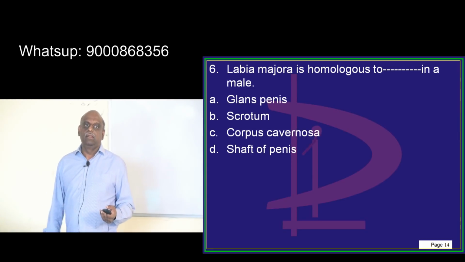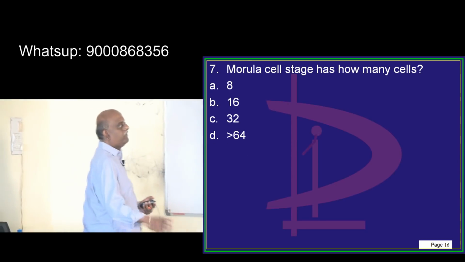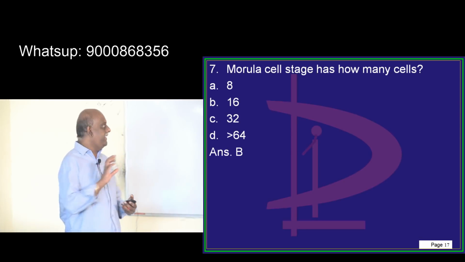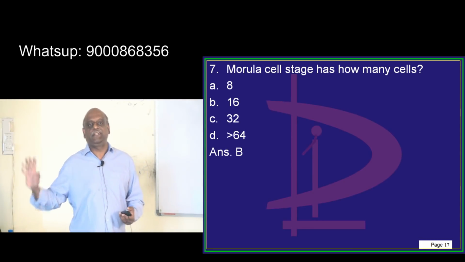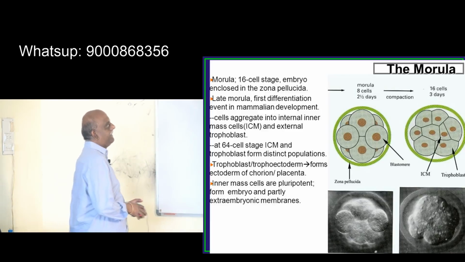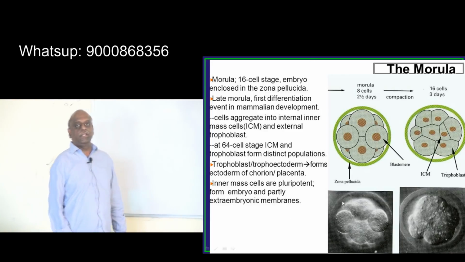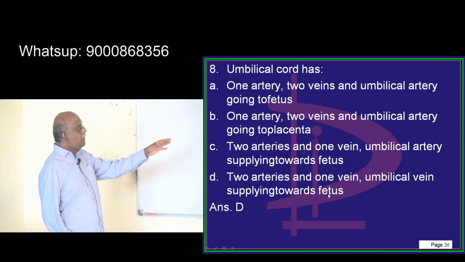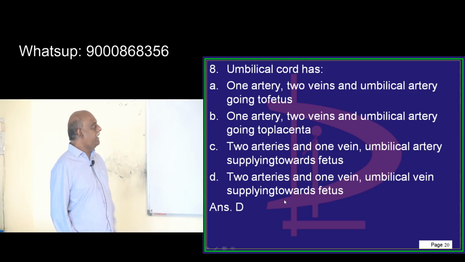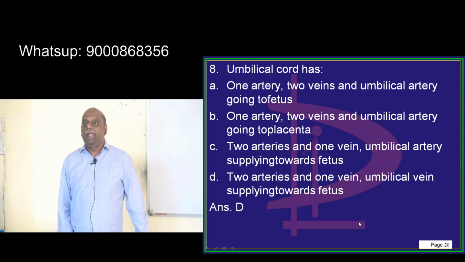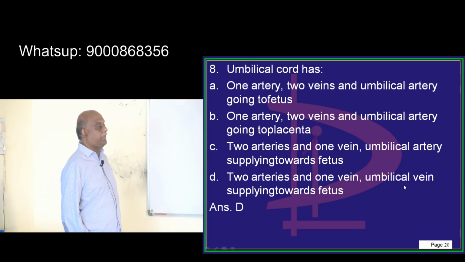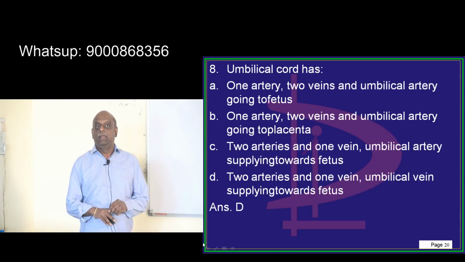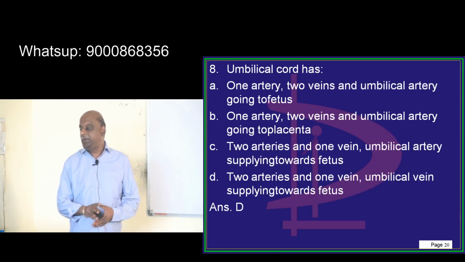Labia majora is homologous to the scrotum, as all of you know very well. In our childhood, we learned morula is a 16-celled ball that is typically enclosed in the zona pellucida. Umbilical cord has two arteries and one vein, with the umbilical vein supplying towards the fetus. If there is a single umbilical artery instead of two, it is pathological and it has certain pathological associations, is what you need to remember.